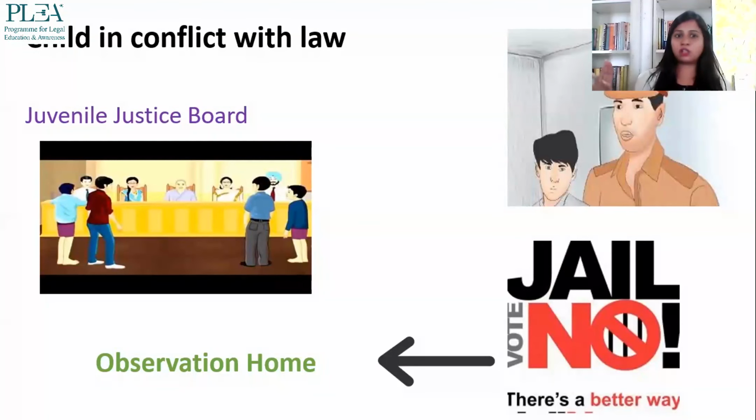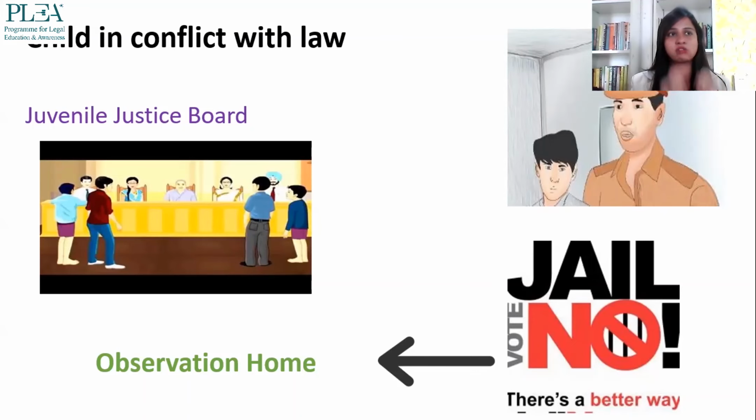My presentation is not about child in conflict with law, but this one slide I've dedicated to it so that we have a fair understanding of the JJ Act. This is just to give you an understanding that a child in conflict with law is always produced before a Juvenile Justice Board, and the child is never put to jail. The child is always in the observation home, till the time he completes the age of 18 years. So this is more or less the overall provisions of the CCL, the JJB, and what the JJ Act is trying to say.